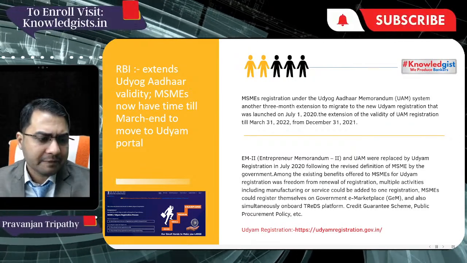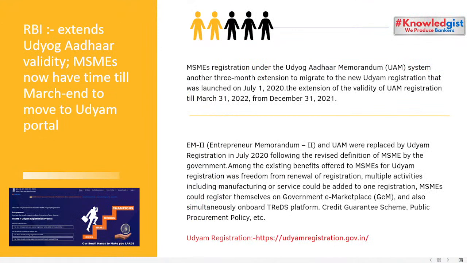What is Udyam portal? Like you individuals have Aadhaar cards, MSMEs are required to take an additional Aadhaar card in the name of their MSME, like the PAN card is of an individual and companies can have their own PAN card. Similarly, you individuals can have an Aadhaar card and MSMEs can also have Udyog Aadhaar card, which is in other words known as Udyog Aadhaar Memorandum, UAM system. Another 3-month extension is now given.